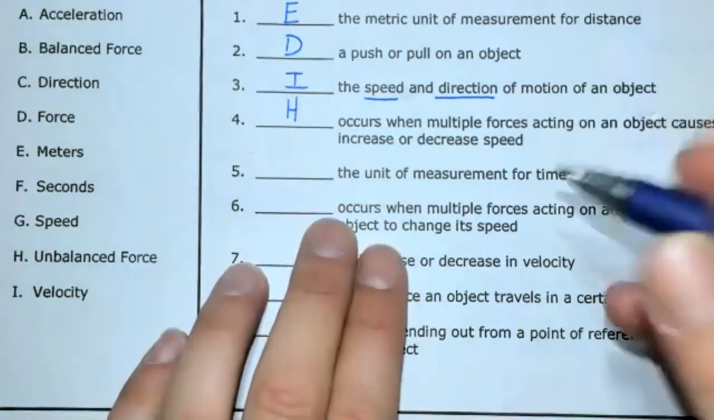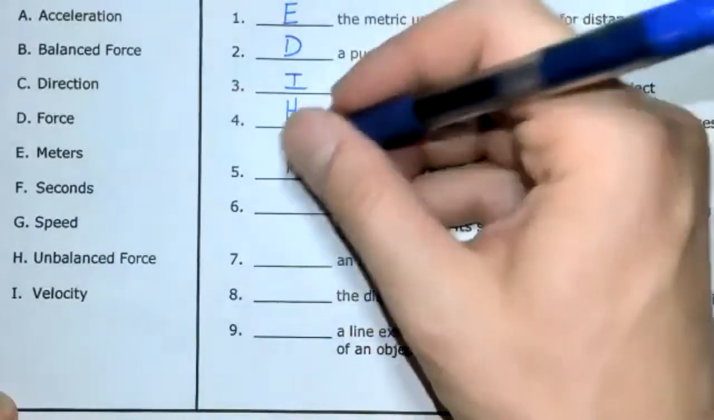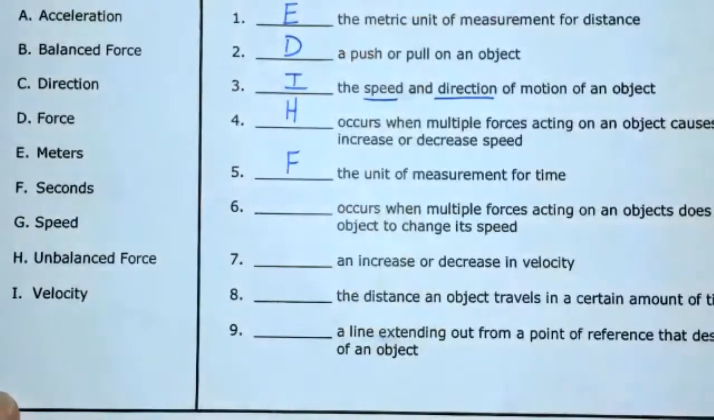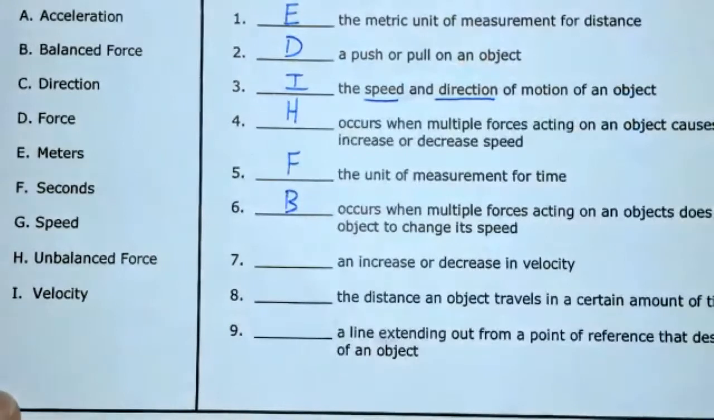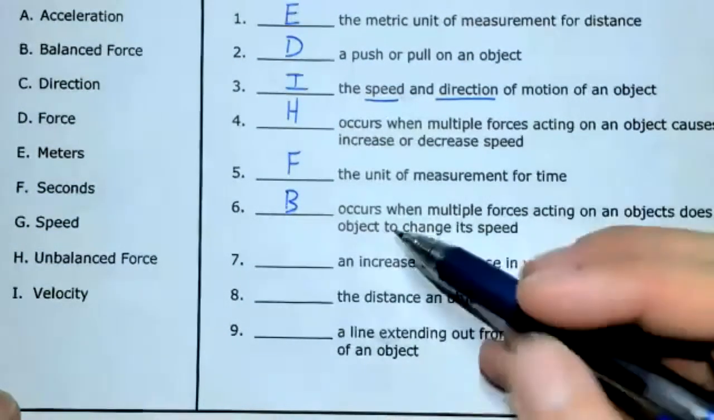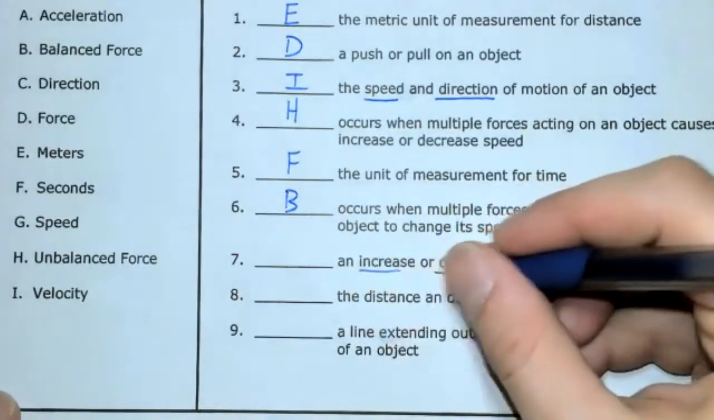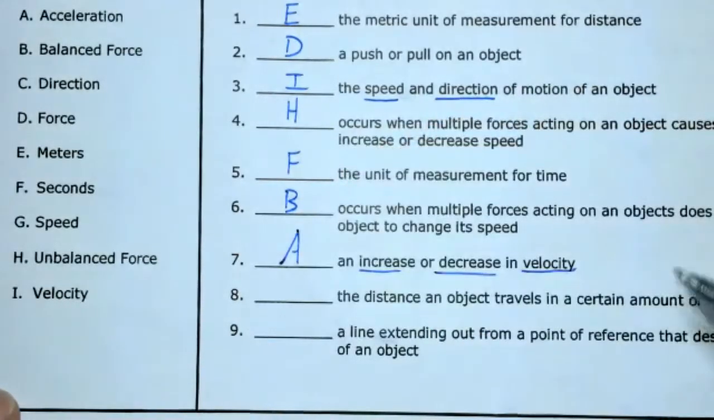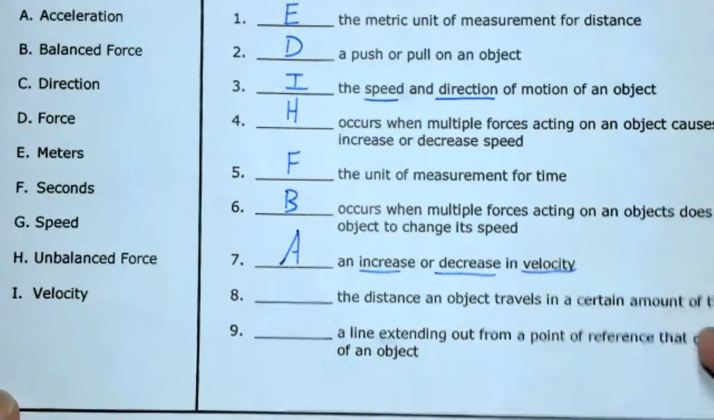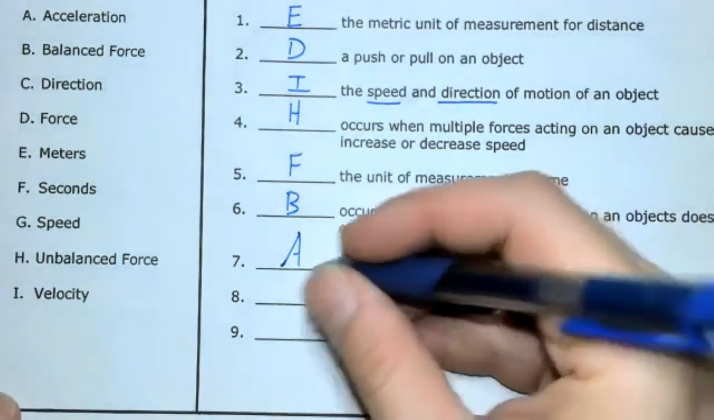The unit of measurement for time. Come over here and look for anything that measures out time, F, seconds. Occurs when multiple forces act on an object, but it doesn't cause it to move. That's going to be your balanced force, B. An increase or decrease in velocity. That's going to be your acceleration, A. The distance an object travels in a certain amount of time, distance over time, that's your speed. I believe that's G, yeah, G.